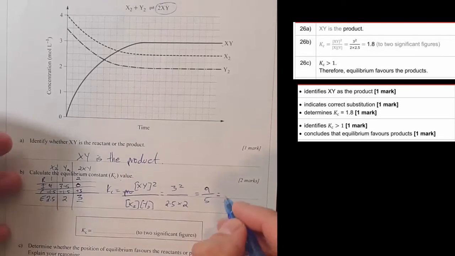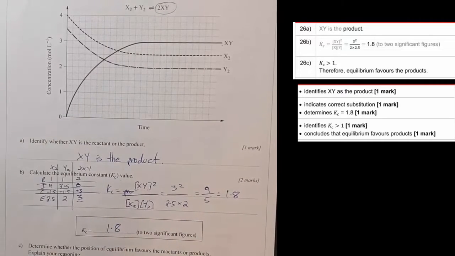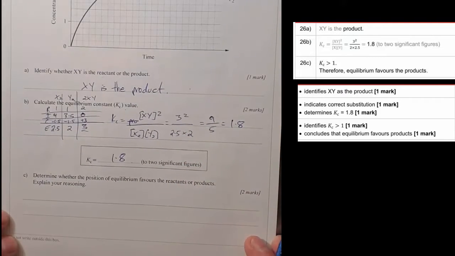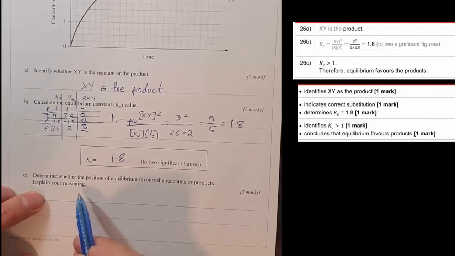So that should be 1.8 sig figs. All good. Check the answers, we're good. Is xy the product? Yes, surprise, surprise. Okay, the value of equilibrium. Describe whether the position of equilibrium favours reactants or products.